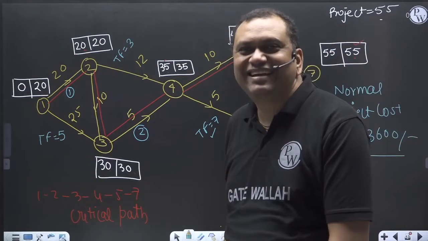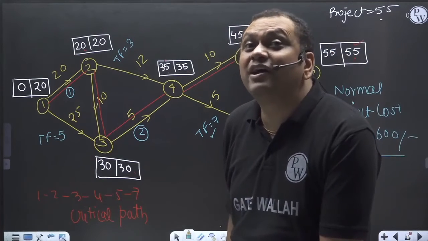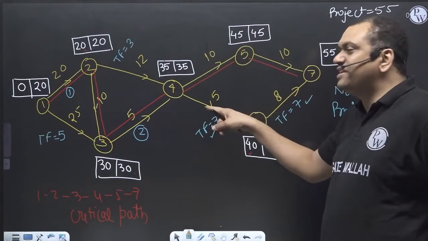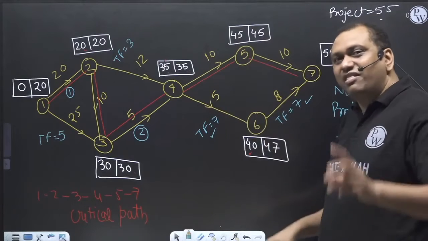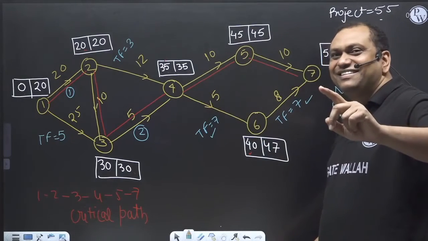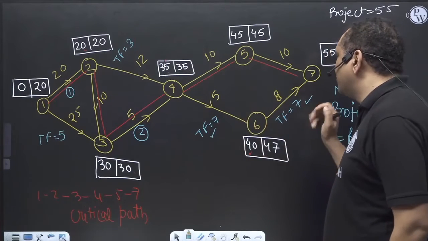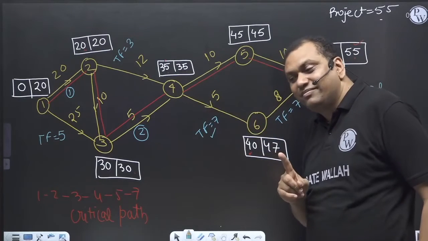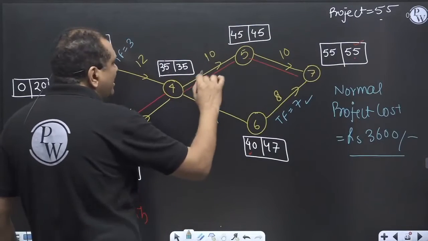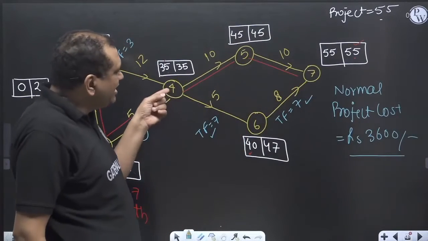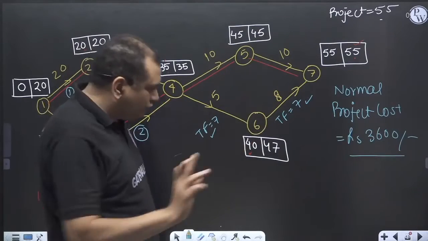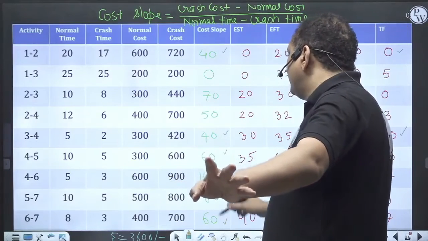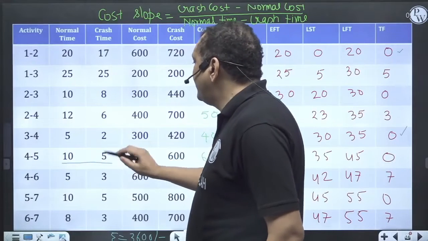Always remember, total floats are for the branch, not for individual activities. On the branch, whatever activities are there, all the activities will have the same float. It doesn't mean that here the total float will be different and here it will be different. It's one branch. So if I'm crashing any activity on this branch, I'm eating up the total float of the entire branch. For example, I have to crash by 4 days. Activity 4 to 5 can be crashed 5 days.